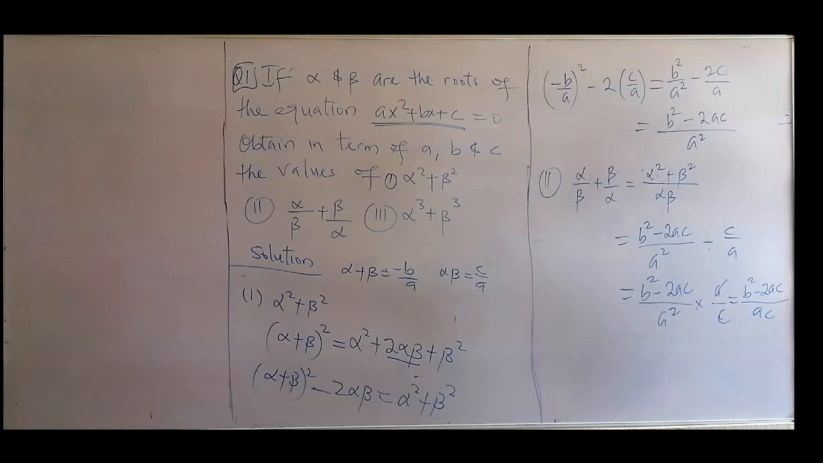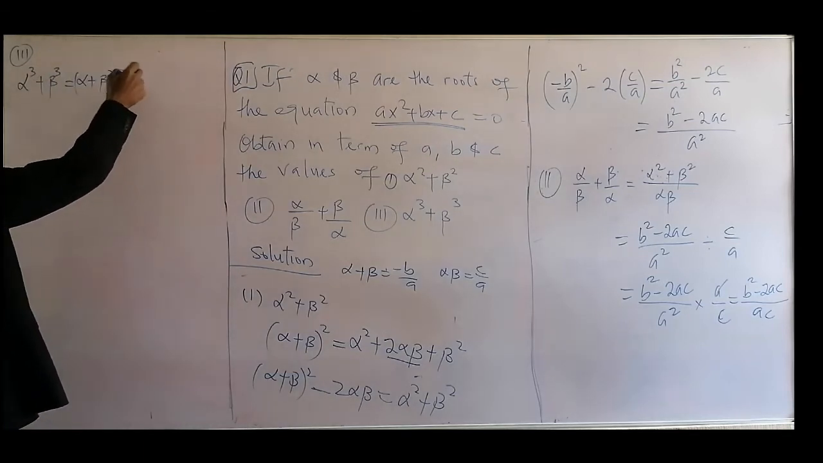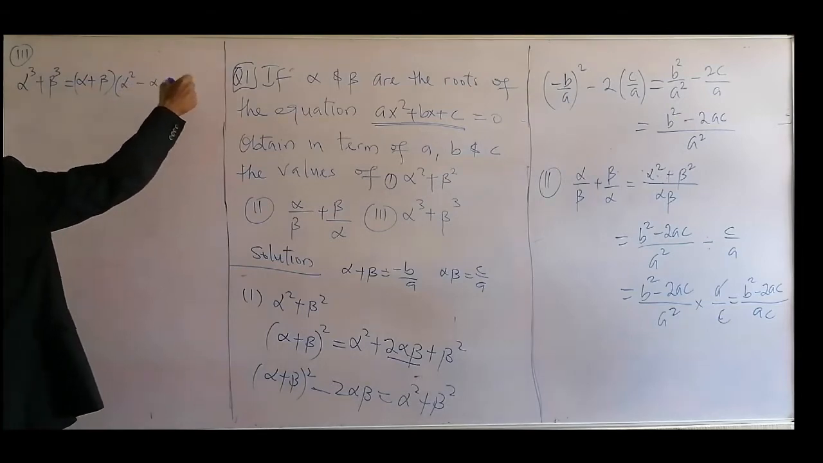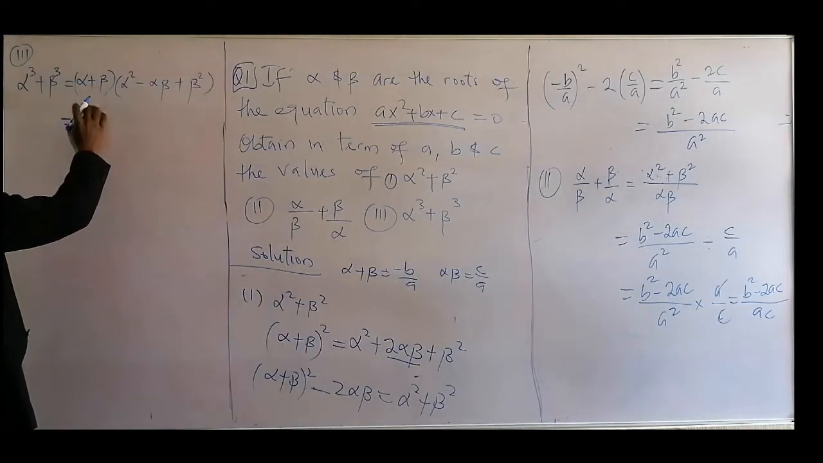Then the third one, alpha cube plus beta cube. If you experiment with this, this will be alpha plus beta into bracket alpha square minus alpha beta plus beta square. So if you expand this one, you have this one back. Actually there's another way you can solve it, but I'm going to follow this one. Then don't forget this will be equal to alpha plus beta.